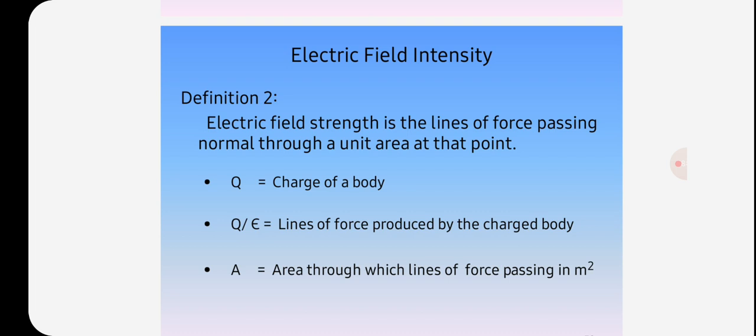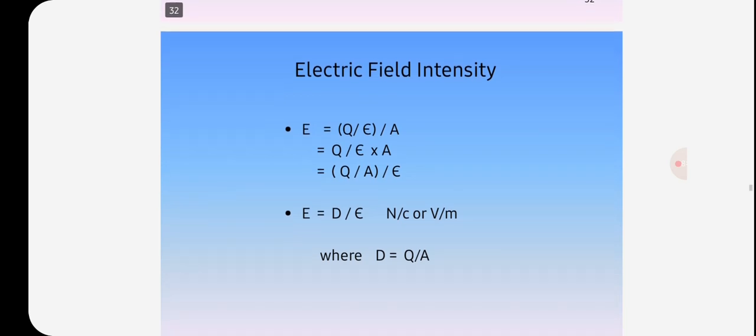Another definition: electric field strength is the lines of force passing normal through a unit area at the point. Q is equal to charge of a body, Q by epsilon is equal to lines of force produced by the charged body. A is equal to area through which lines of force pass in meter square. Next, E is equal to q by epsilon A, that is equal to q by A by epsilon. So finally, E is equal to D by epsilon, Newton per coulomb or volt per meter, where D is equal to q by A.